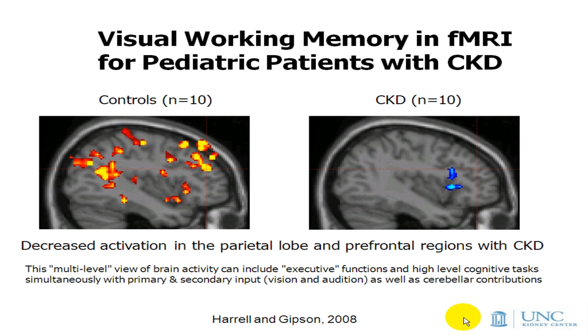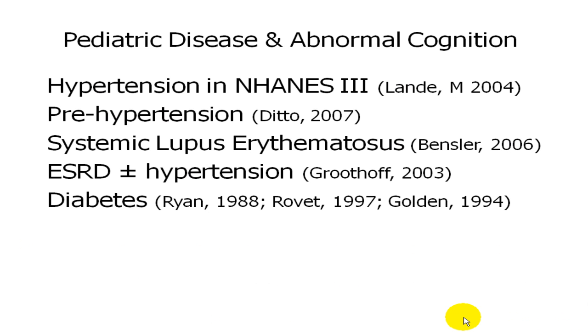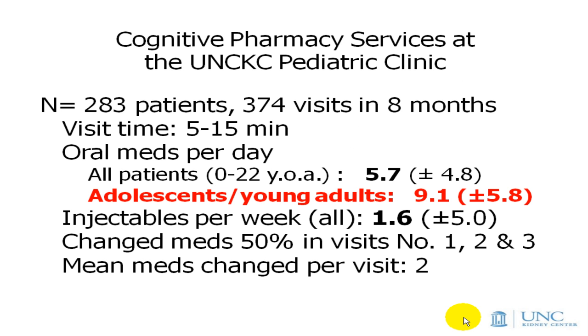So we're not only dealing with patients who have multiple conditions and comorbidities, but they have a great likelihood of having abnormal cognition. Interestingly, abnormal cognition is not only associated with chronic kidney disease, it's also associated with hypertension through the NHANES study that was done and published in 2004. Pre-hypertension also gives you abnormal cognition, and diabetes gives you abnormal cognition. All of those are comorbidities that our patients have.